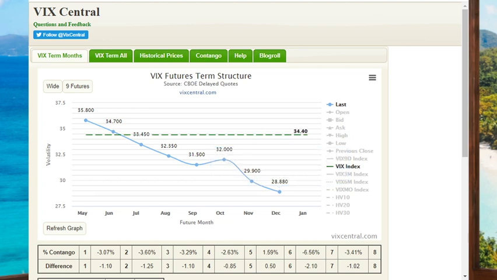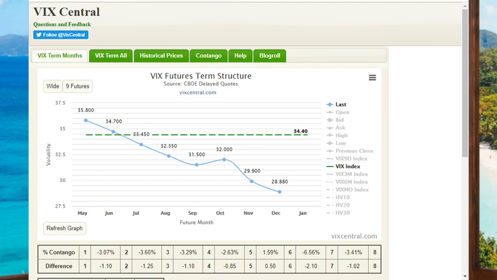It will be interesting to see what happens here, because I suspect we could see some sort of situation where the front 2 months go into contango, where the rest of the curve kind of stays as kind of a frowny face. We'll have to see. It'll be interesting to see today what happens.